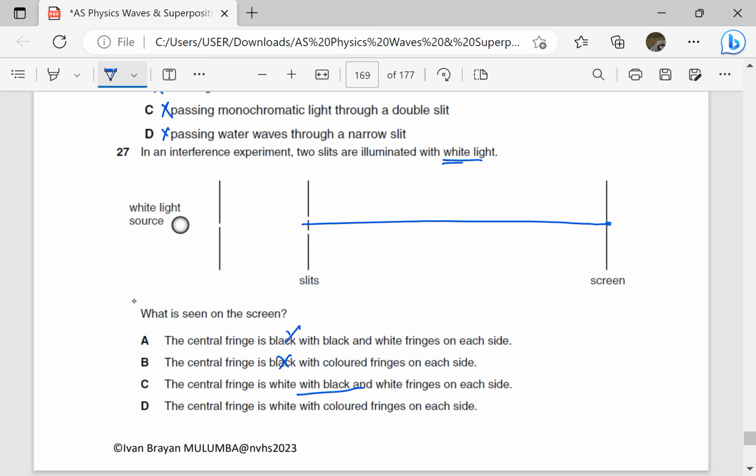That's true with the colored fringes, yes, because when they travel different distances above and below, then we shall have a pattern of the seven colors. So there will be colored fringes on each side. So our answer is going to be D. So for white light going through a diffraction grating, it forms a central white fringe with the colored fringes above and below the white fringe.